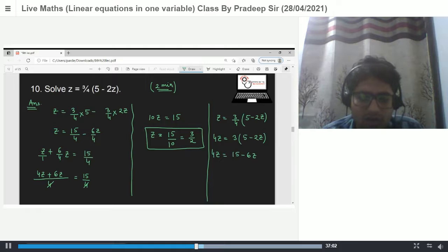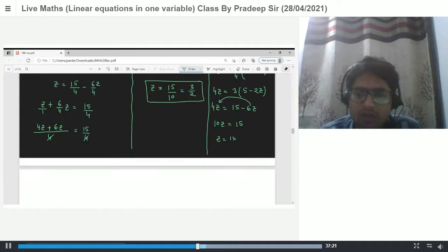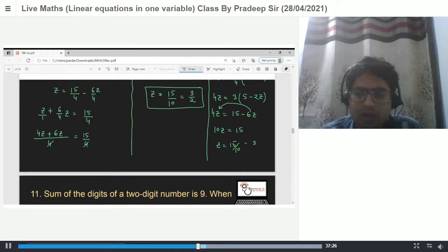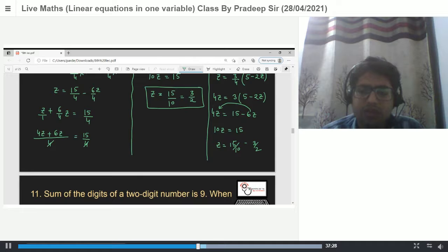Any doubt in this? No, sir. Okay, so this will become 4z; taking 6z to the left hand side, it becomes plus 6z. So 4z plus 6z is 10z, which is equal to 15. So z is equal to 15 by 10, which is again 3 by 2. So this is your final answer.